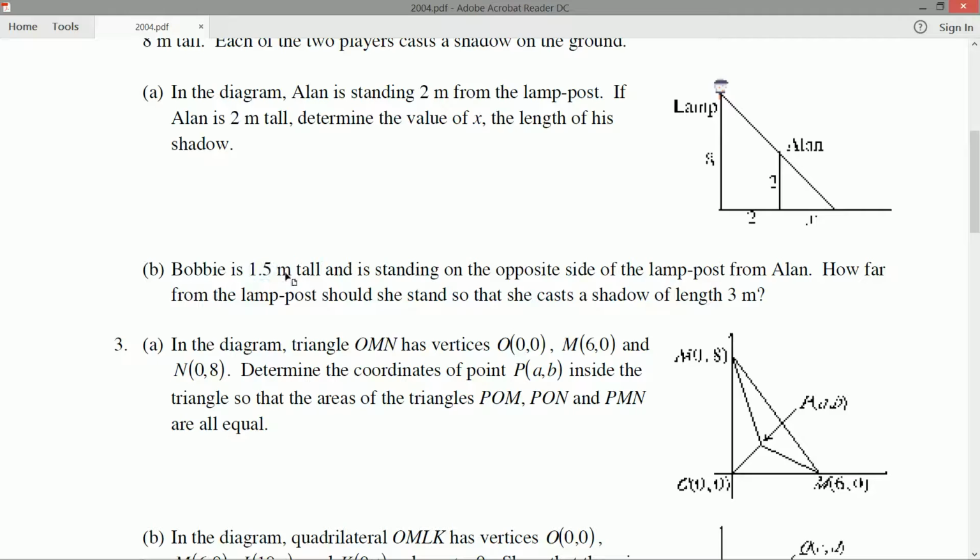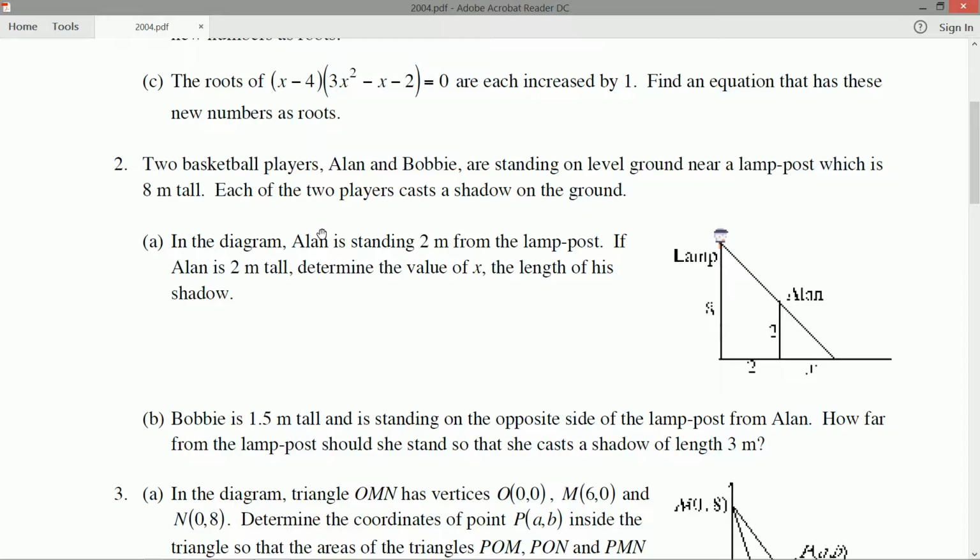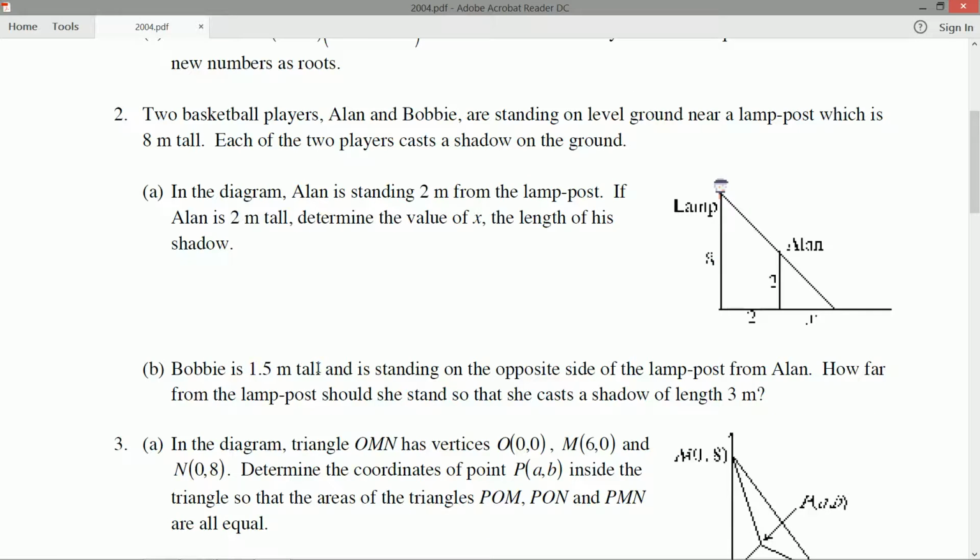Bobby is 1.5 meters tall and is standing on the opposite side of the lamppost from Ellen. How far from the lamppost should she stand? Oh, okay, Bobby. It's a girl spelling of Bobby. How far from the lamppost should she stand so that she casts a shadow of length 3 meters? So now we're told the x value. We want to figure out the y here.